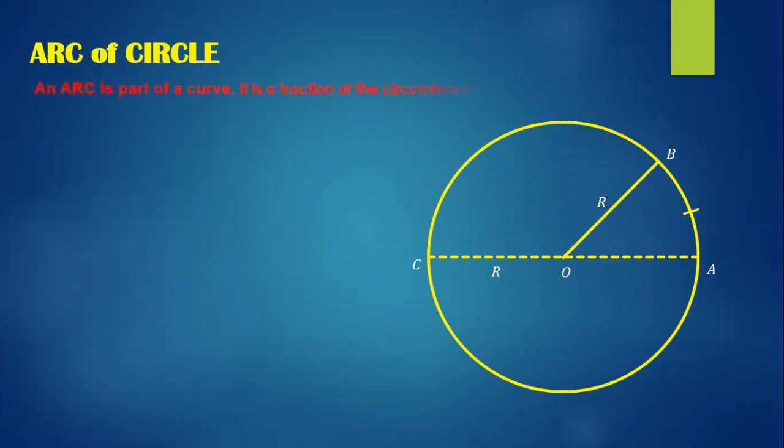An arc is part of a curve. It is a fraction of the circumference of the circle. We call this one arc. Very clear, right?